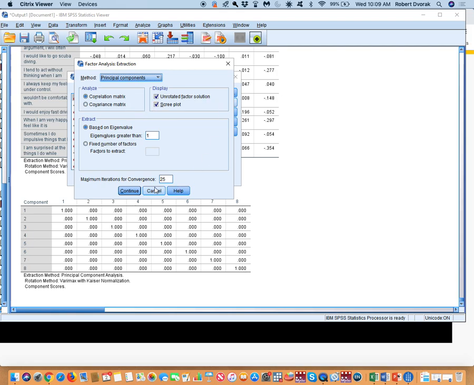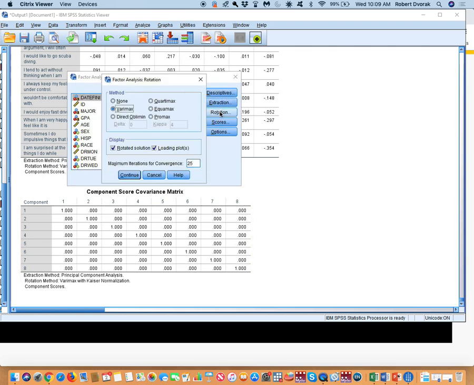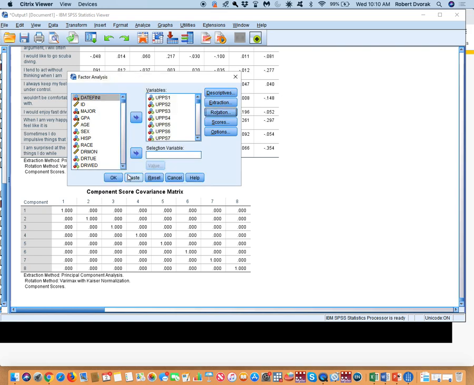Extraction, oh shoot, you know what? I don't want to change that just yet. I want to do one other thing. Rotation. We assumed that these things are all uncorrelated, right? But let's now assume that they are correlated. Kappa is the extent to which it allows them to correlate, and 4 corresponds to anything less than 90 degrees, right? Because you have 4 quadrants. So we are going to leave everything the same, but now do correlated factors.